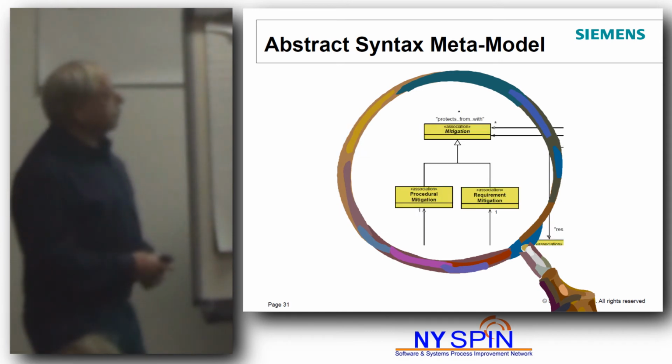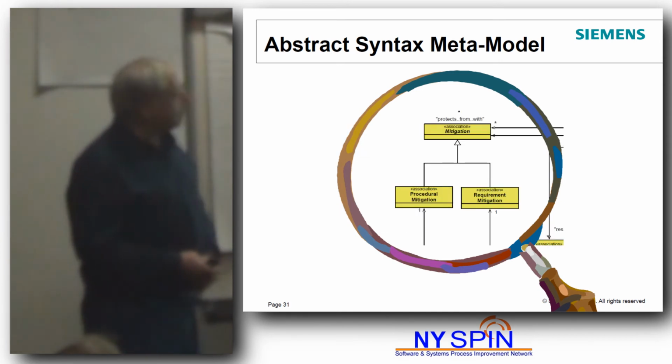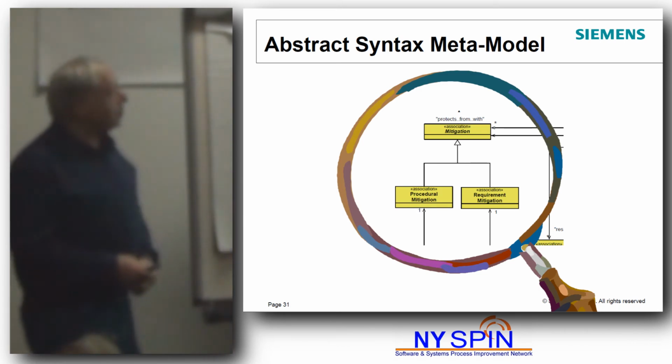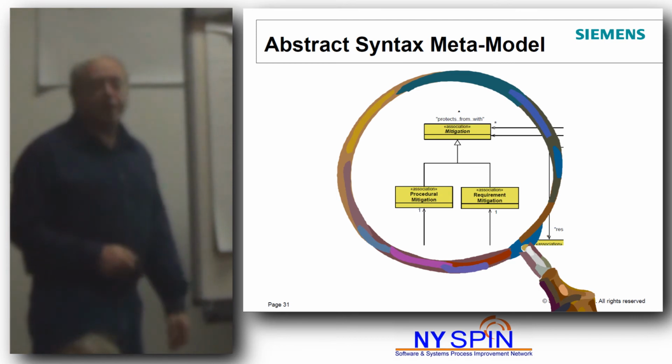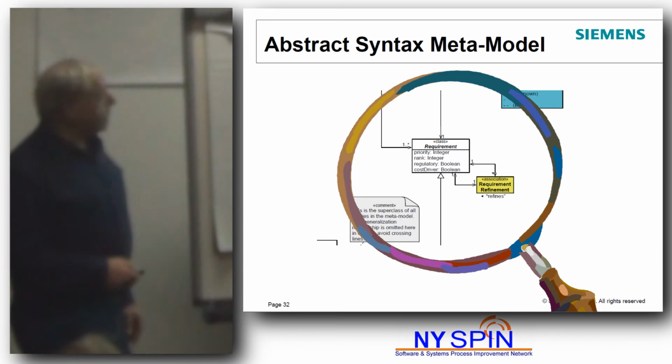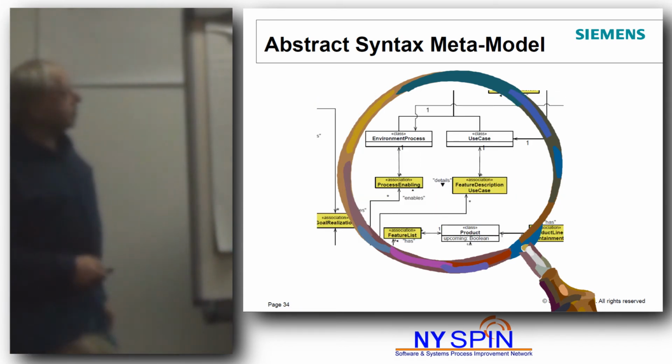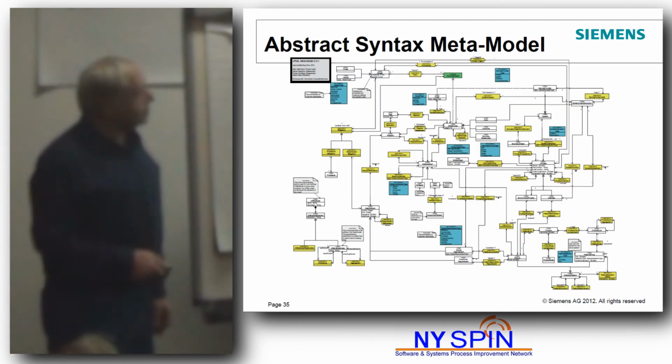Okay, and then of course we have two types of mitigations. Unlike the rest of the world, we support procedural and requirements mitigations. We've taken into account that very often mitigations are not built into our machinery, but they're in the way of the people who use the machinery. Okay, and we have different types of requirements, product features, and so on, and that's basically the meta model.